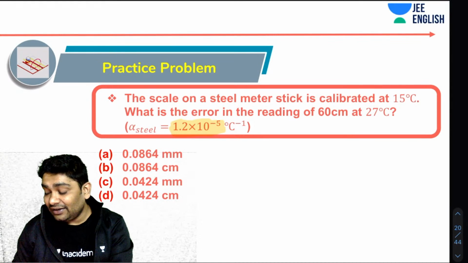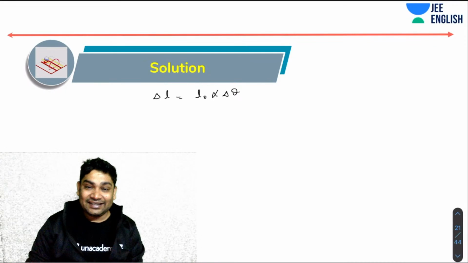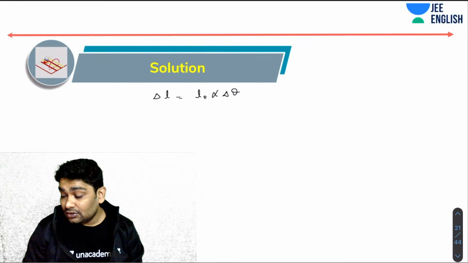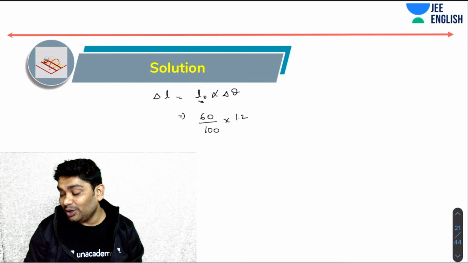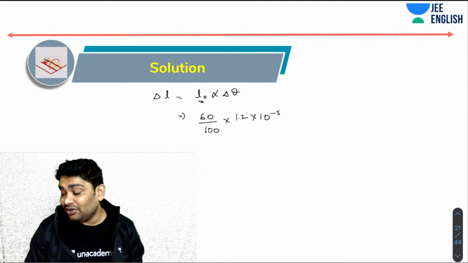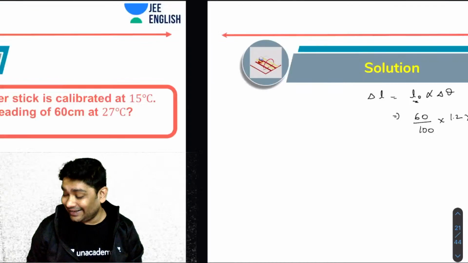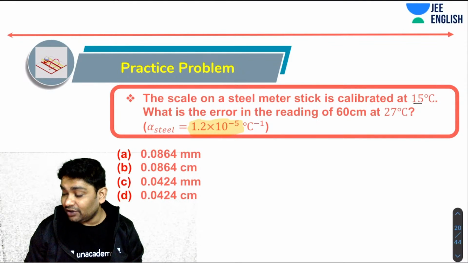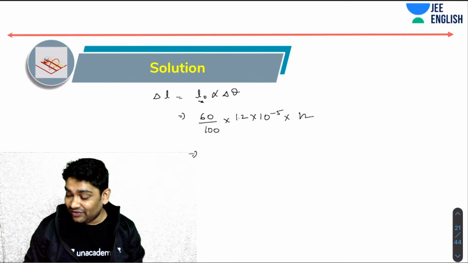So I know delta L equals L naught alpha delta theta. That would be the error, isn't it? That is all you have to do. L naught is 60 centimeters, so 60 over 100 in meters, times alpha, which is 1.2 into 10 to the power minus 5, into delta theta. Delta theta was 12, correct? Yes, you're increasing the temperature from 15 to 27. All right, let's see what answer we are getting.